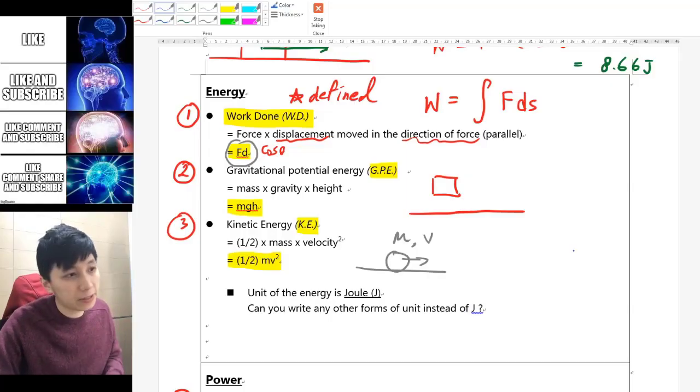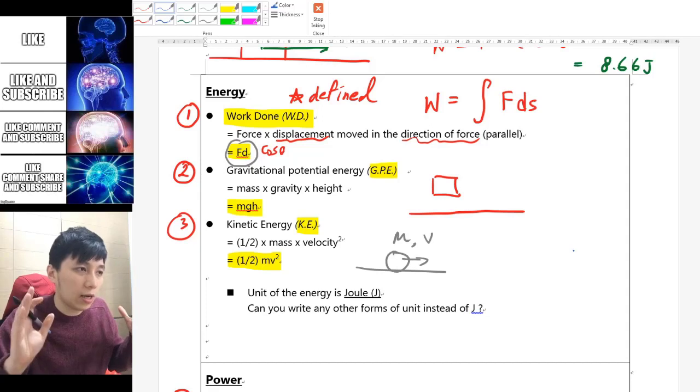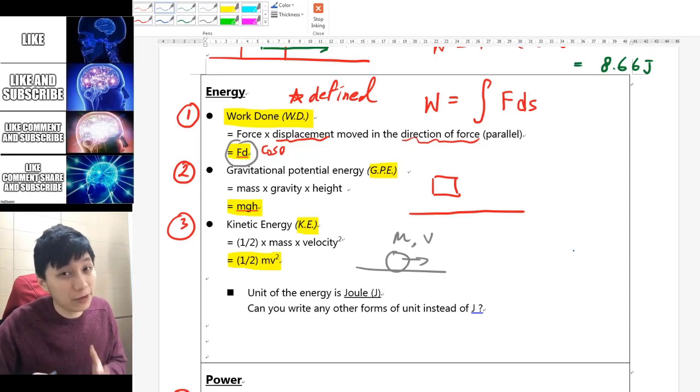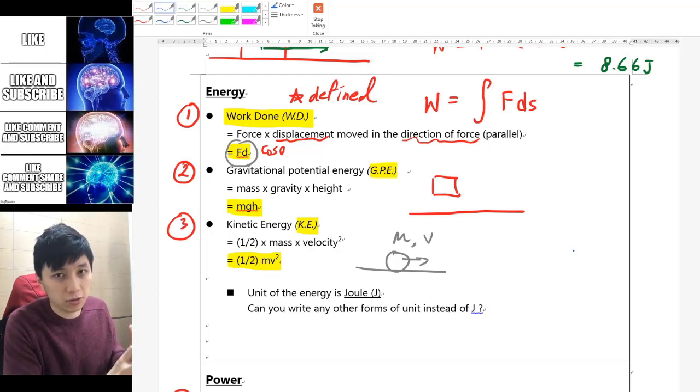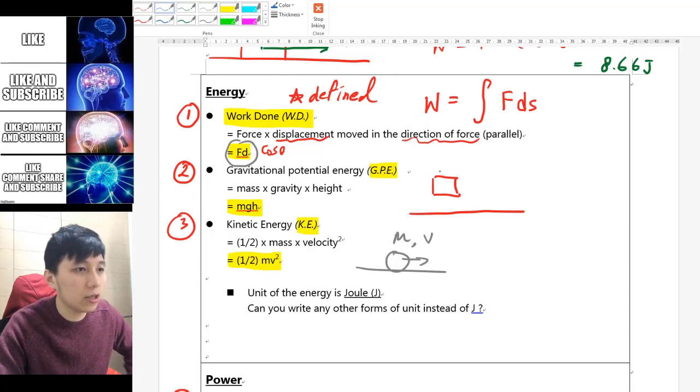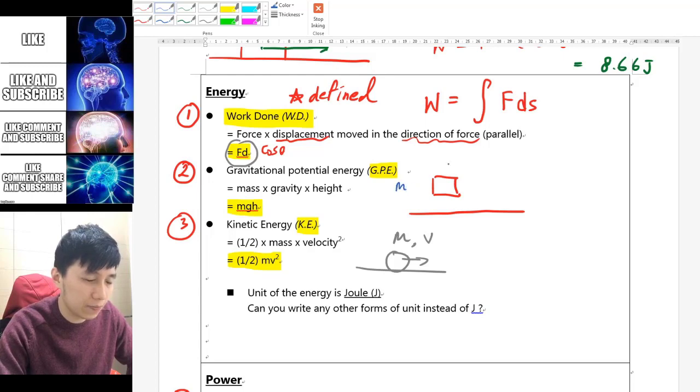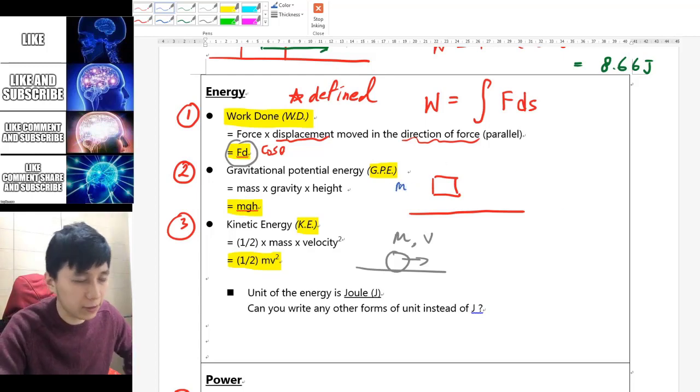The first one is very simple, for GPE. Again, remember you have to use the definition, the work done equation, work done equals F times d, to derive the new equations, GPE and KE. So here, think about this. In the scenario, you have an object, and that object will have a mass m on whatever planet surface.